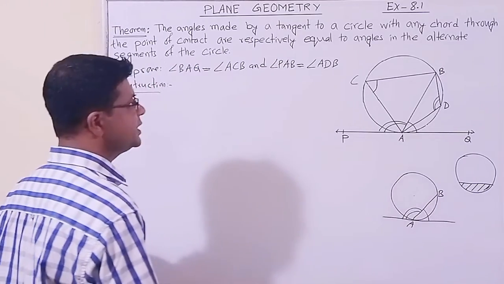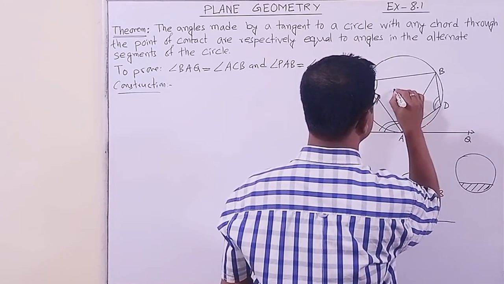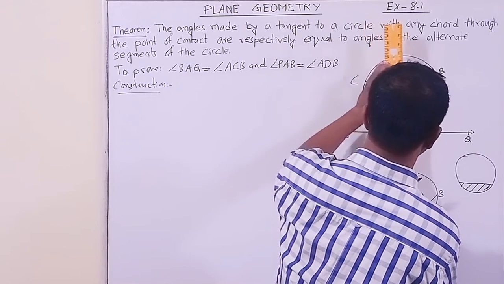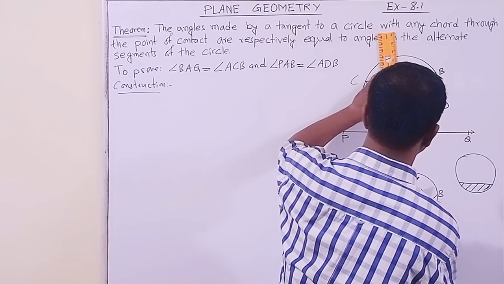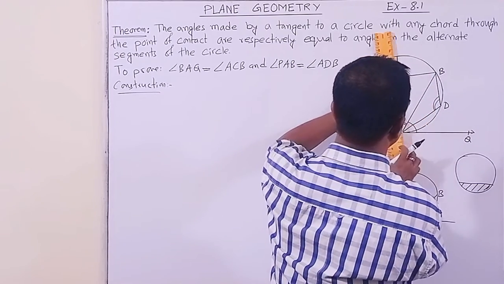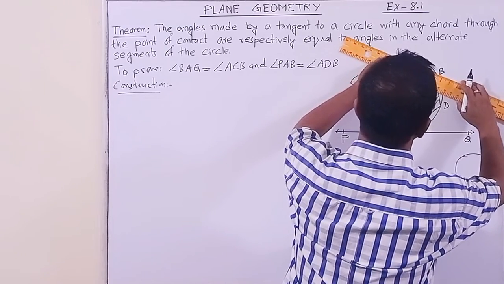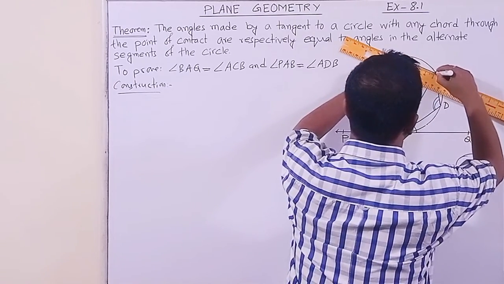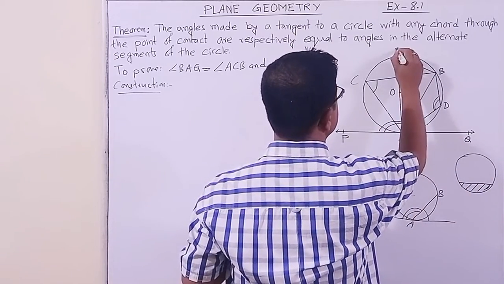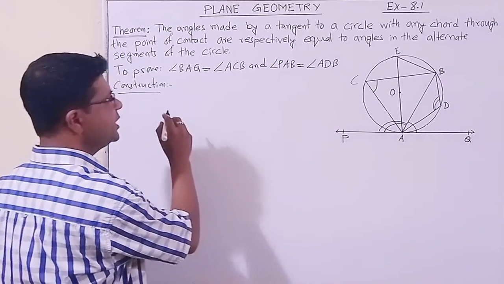So here what is the construction? Construction is that here we take a center. This is the center. From the center, let us draw the diameter. Diameter will obviously pass through the center. This is the diameter, and this point is joined. Suppose this point is E. The name of the point is E. Let us write the construction.